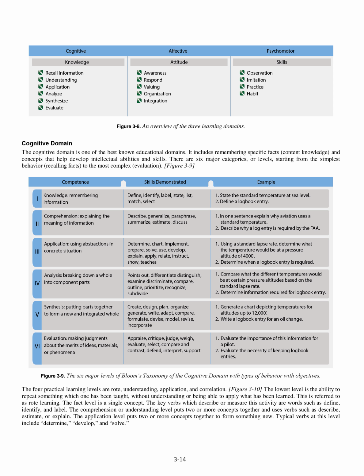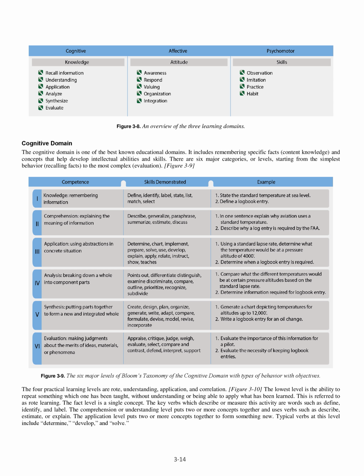Figure 3.10, the lowest level is the ability to repeat something which one has been taught, without understanding or being able to apply what has been learned. This is referred to as rote learning. The fact level is a single concept. The key verbs which describe or measure this activity are words such as define, identify, and label.